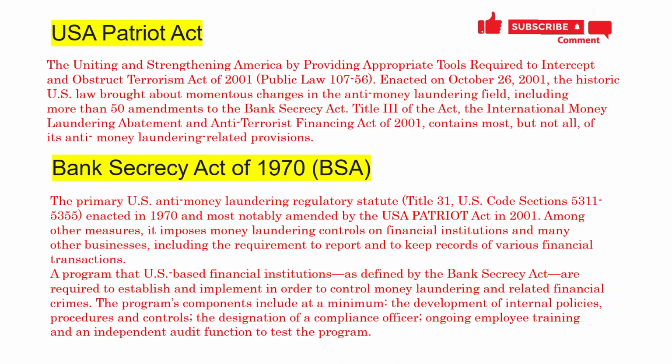This is the primary US anti-money laundering regulatory statute, enacted in 1970 and most notably amended by the US Patriot Act in 2001. Among other measures, it imposes money laundering controls on financial institutions and many other businesses, including the requirement to report and record various financial transactions. It is a program that US-based financial institutions, as defined by the Bank Secrecy Act, are required to establish and implement in order to control money laundering and related financial crime. The program components include at a minimum the development of internal policies, procedures and controls, the designation of a compliance officer, ongoing employee training and an independent audit function to test the program.